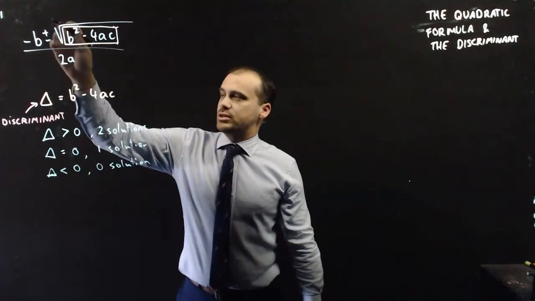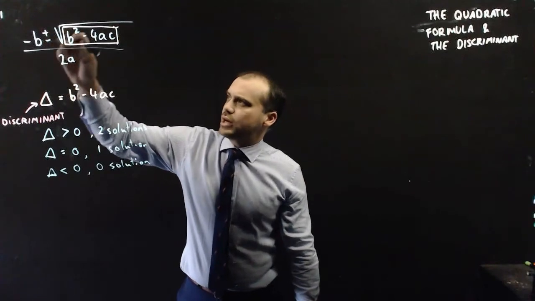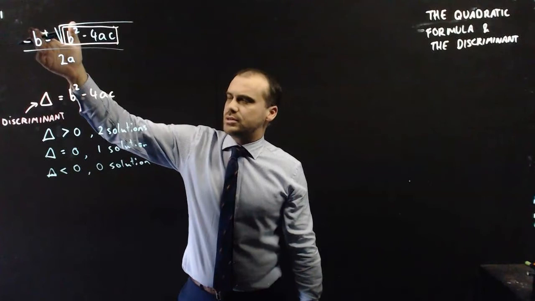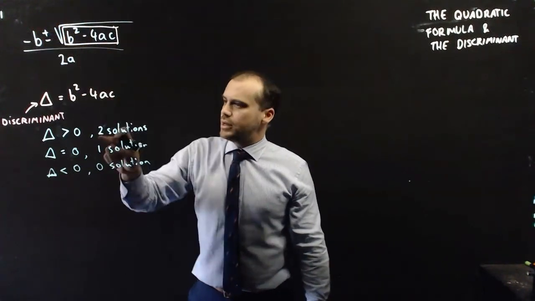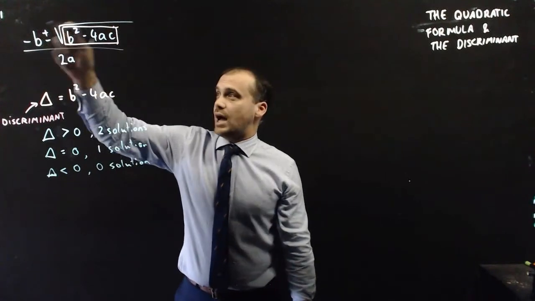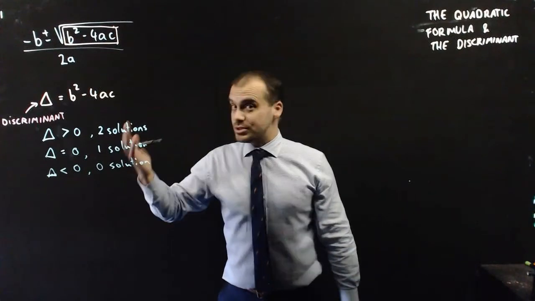If there is 0 under the square root, the square root of 0 is 0. And if we're adding or subtracting 0 from something, the something is still going to be there. So we're only going to get one answer. If, however, this number under the square root is positive, then we'll be able to add the positive thing and we'll be able to subtract the positive thing. So we'll get 2 solutions.